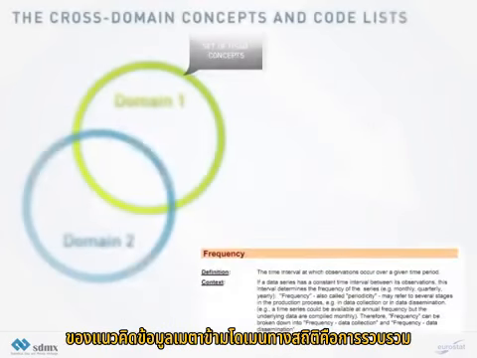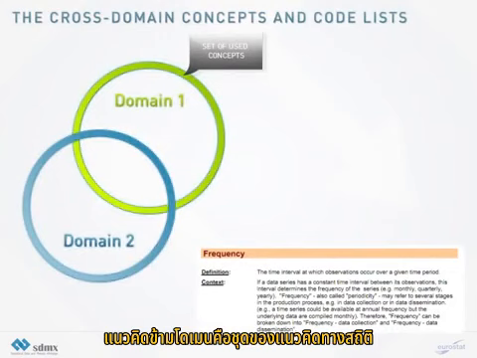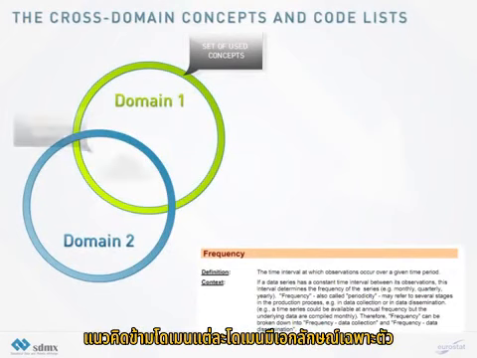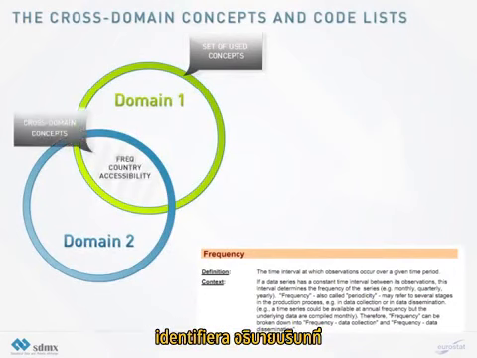Cross-domain concepts is the collection of statistical concepts which are relevant to many statistical domains. Each cross-domain concept has a unique identifier, a description, the context in which the concept may be used, and its presentation in the SDMX standard.